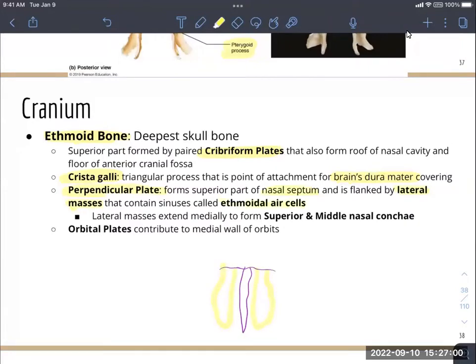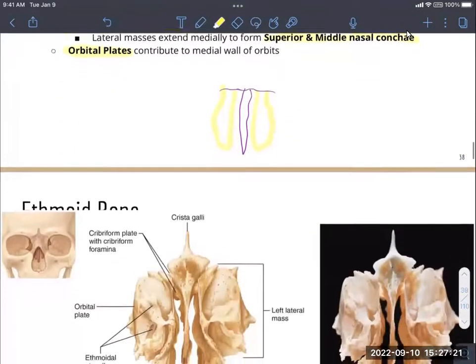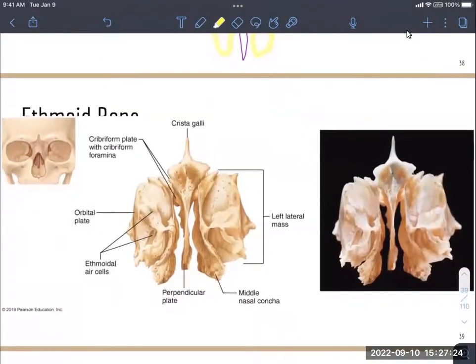They're called ethmoid air cells within that sinus. Those lateral masses form the superior and middle nasal concha. We have orbital plates that contribute to the medial walls of the orbit. We also have this bone in the lab, just this. And it comes from right here.